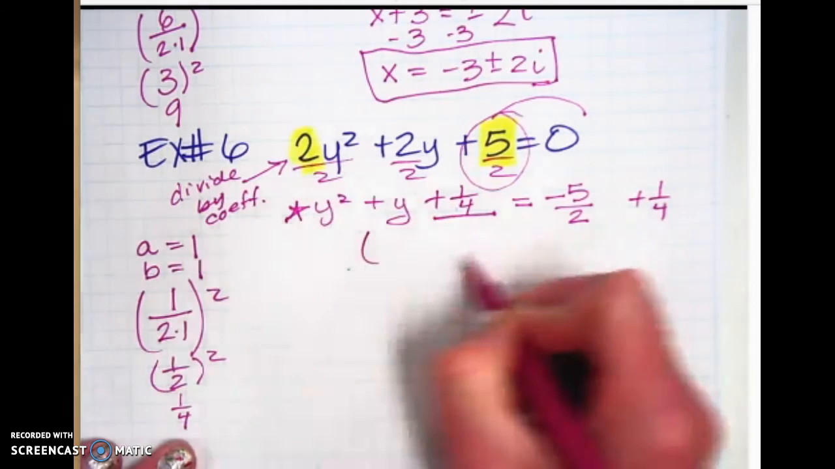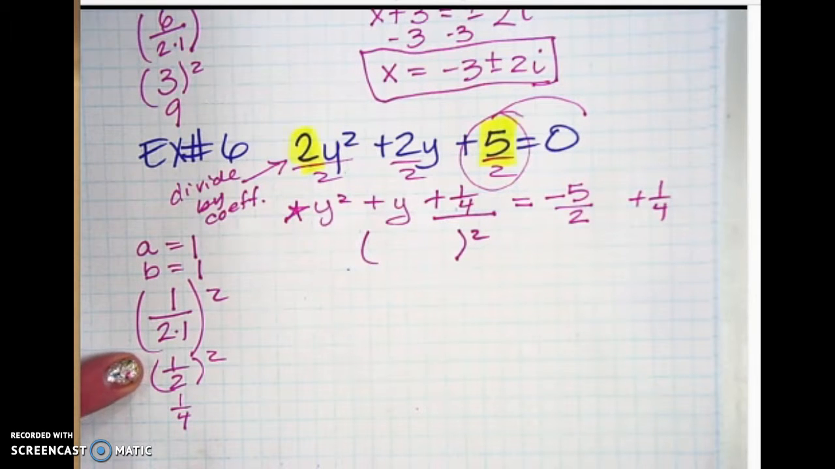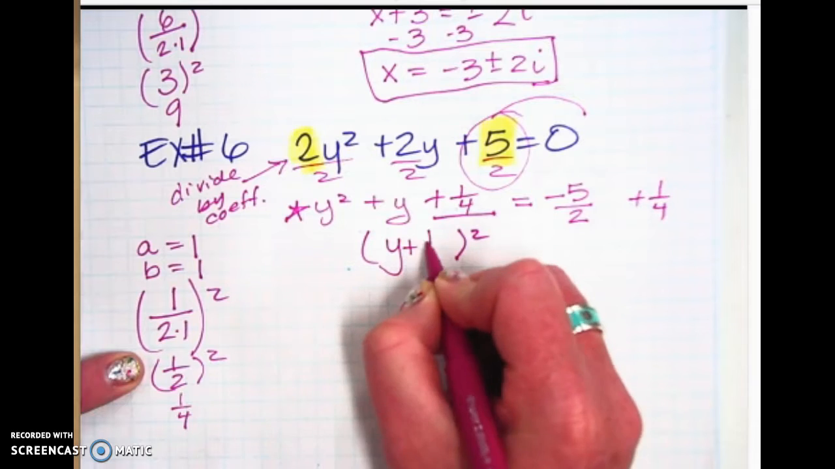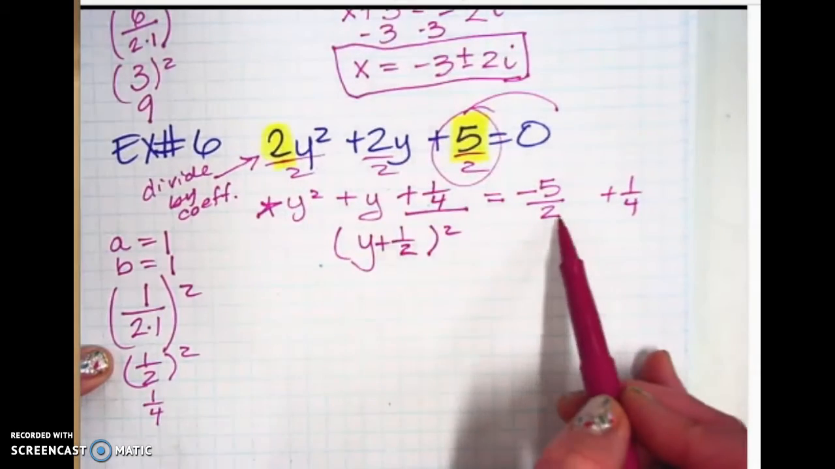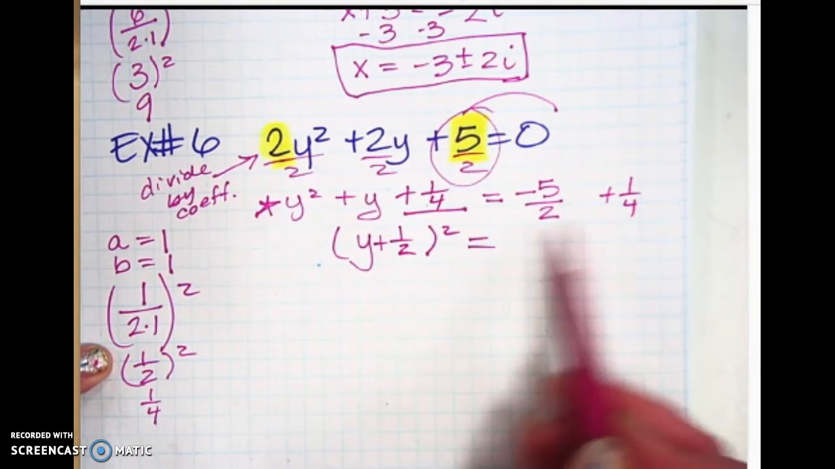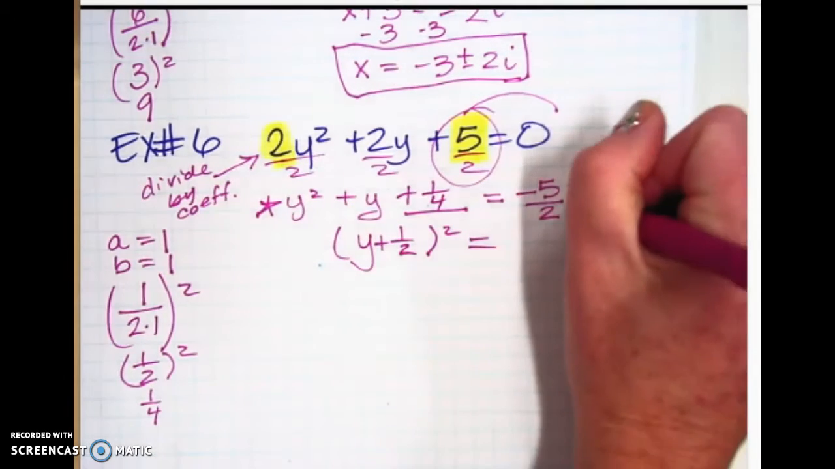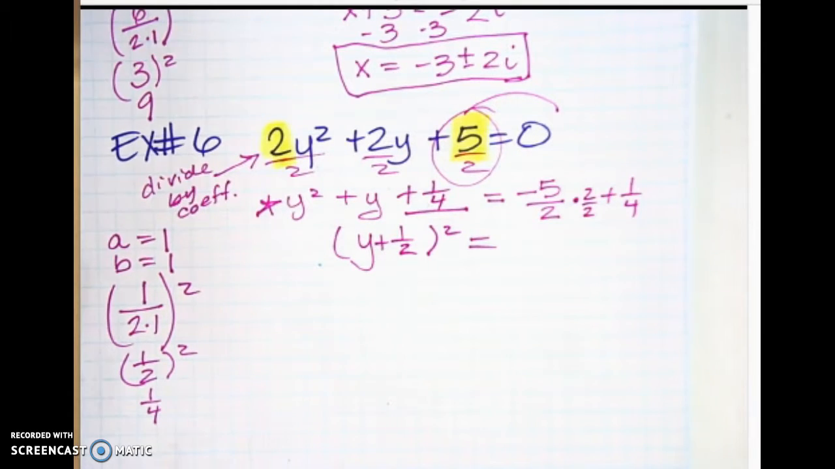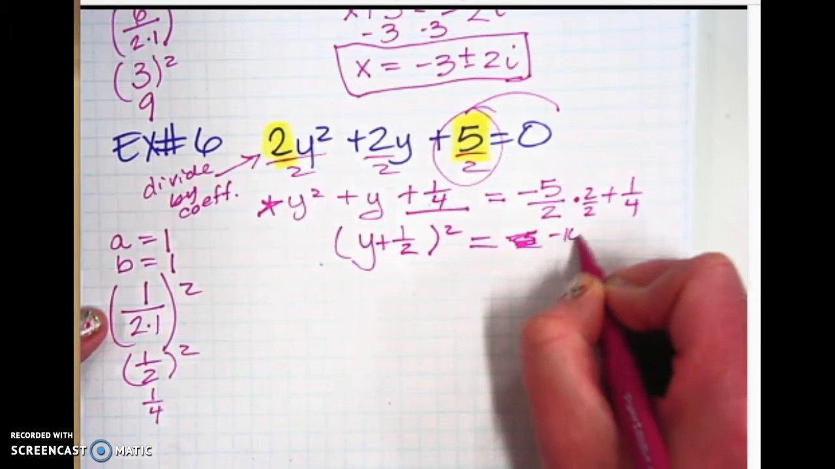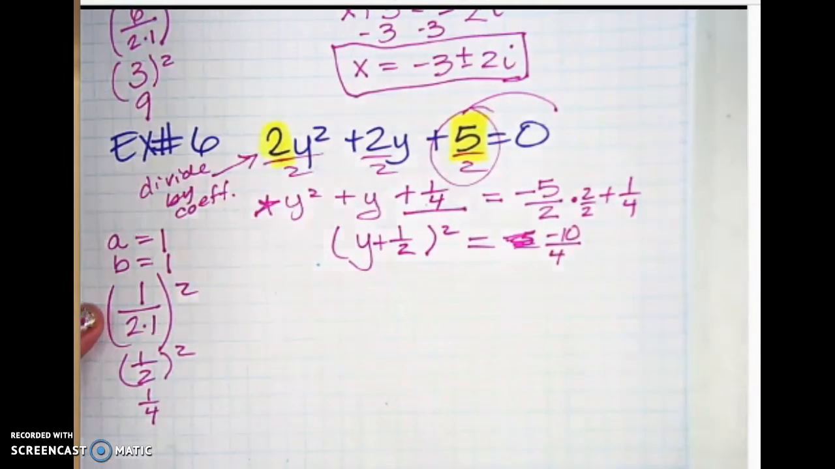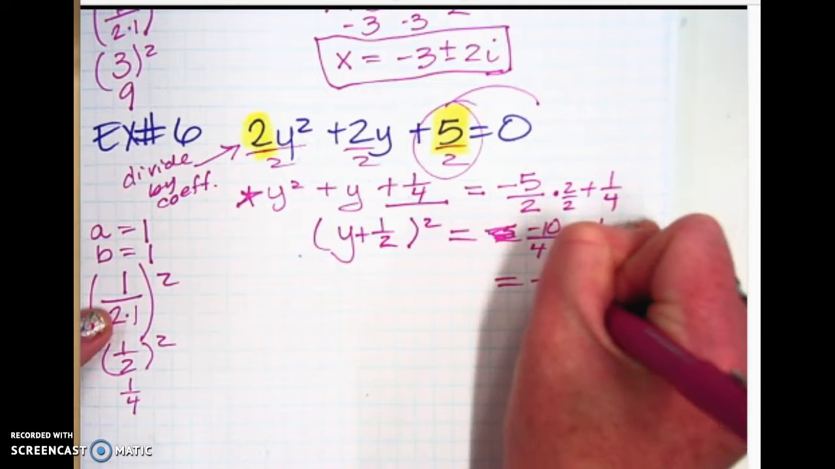Okay? So we want to factor that. So we just look over here. What number did we just square? The 1/2. So we say y plus 1/2. Okay. And then on the right side of the equal sign, we want to add these two fractions, but in order to add two fractions, you have to have what? Common denominator. So if I multiply this by 2 over 2, I'm going to have negative 5 halves, negative 10 over 4 plus 1/4, which is negative 9 over 4.